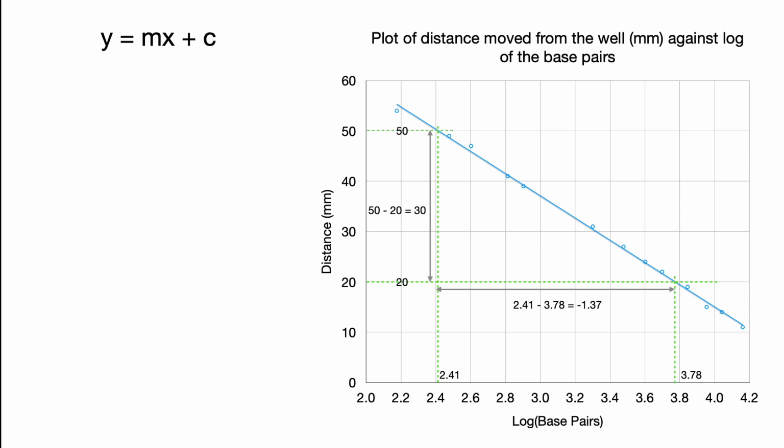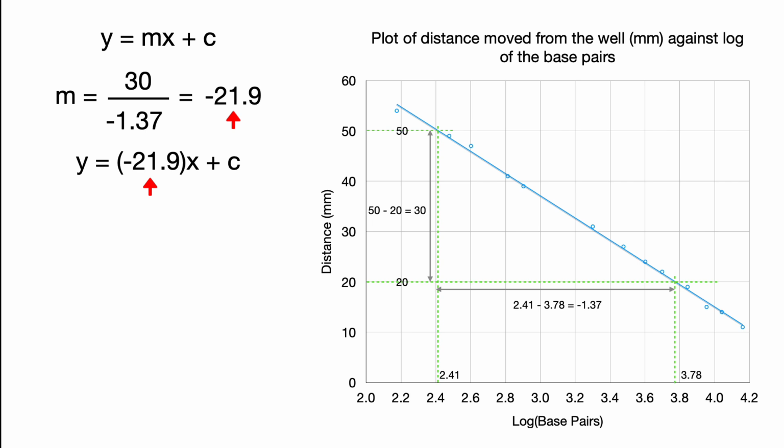So with that information, we can now calculate the gradient m. We can say that m is equal to 30, the rise, divided by the distance travelled, which is minus 1.37, which gives us a value of minus 21.9. And that is our gradient, our value for m, minus 21.9. We can then plug that into the equation. We can see that y is equal to minus 21.9 multiplied by x plus c.